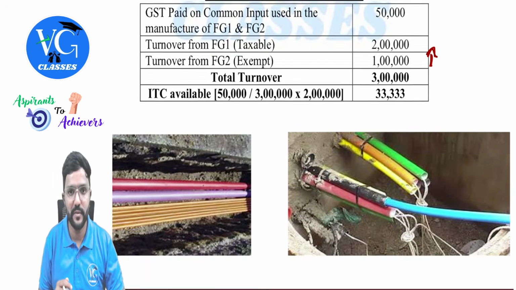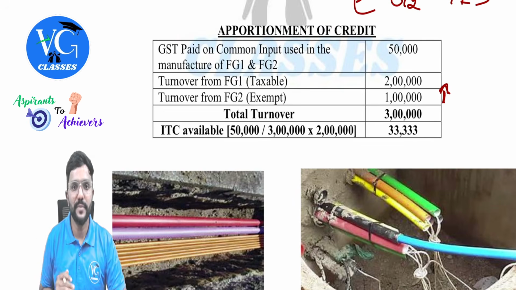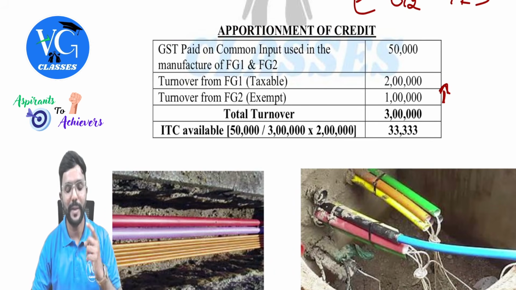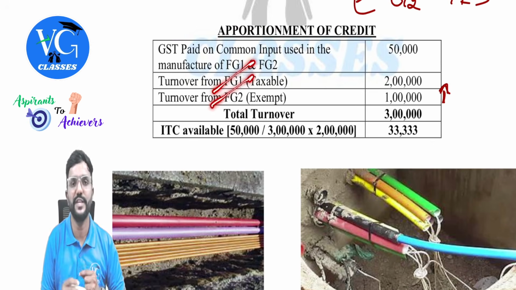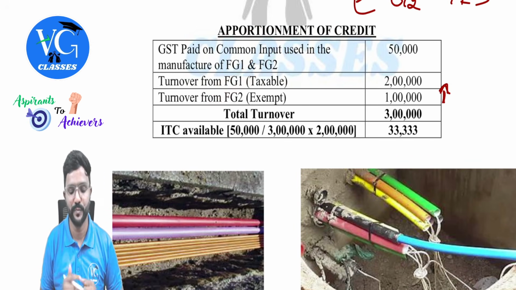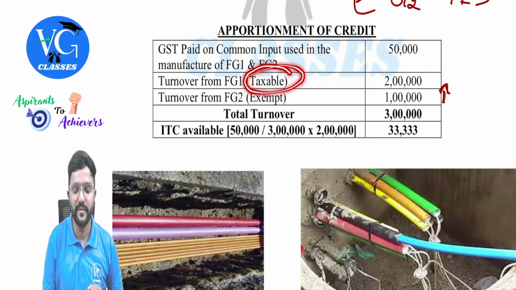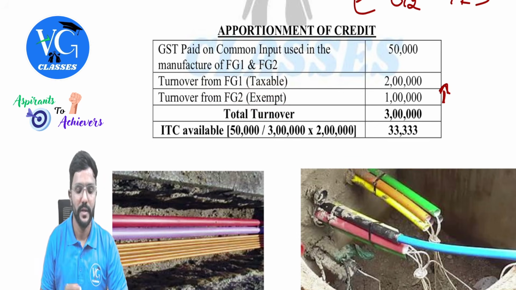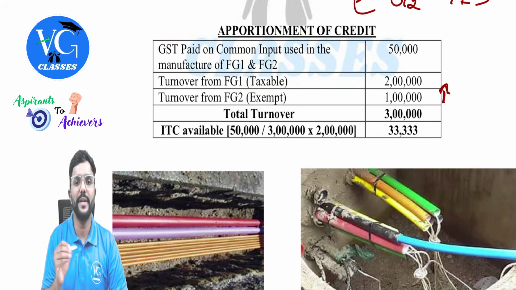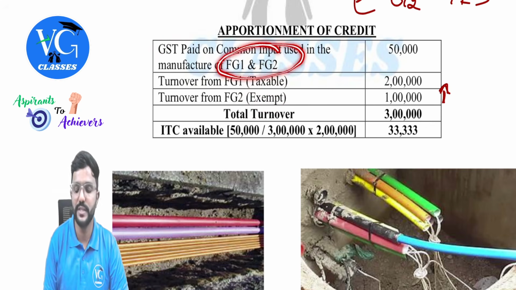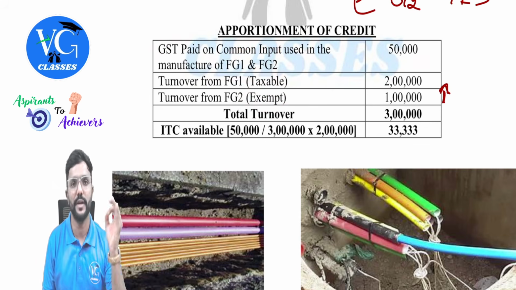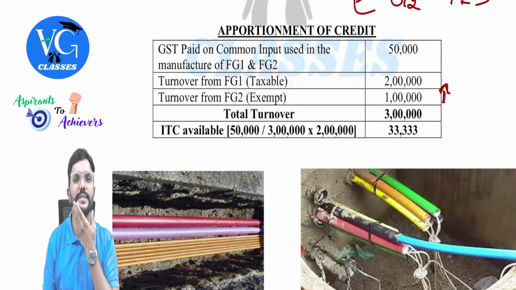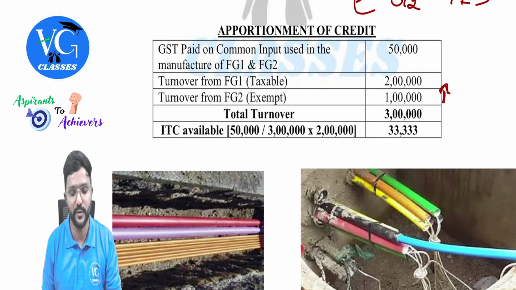Okay. I've just given one example here with numbers. Assume, guys, there is a common input which is purchased to manufacture two goods, FG1 and FG2, finished goods 1 and finished goods 2. Finished goods 1 is taxable, whereas finished goods 2 is exempt, which is an outward supply for me. So the GST paid on the common input used in the manufacture of both these goods is 50,000. I have paid GST of 50,000.